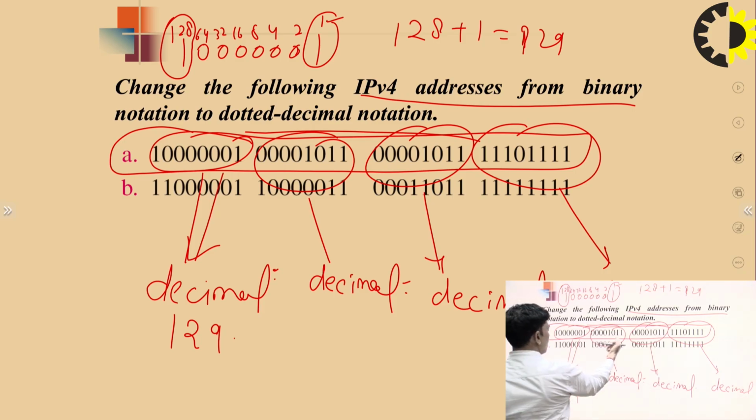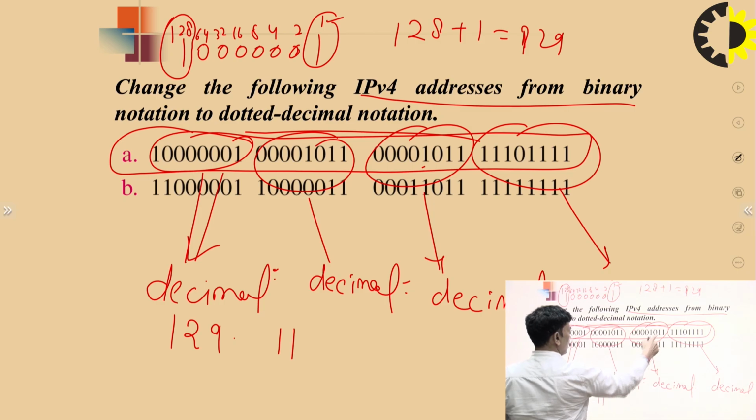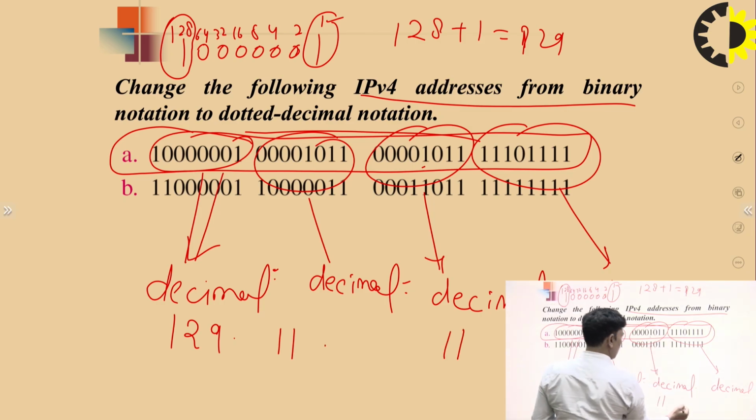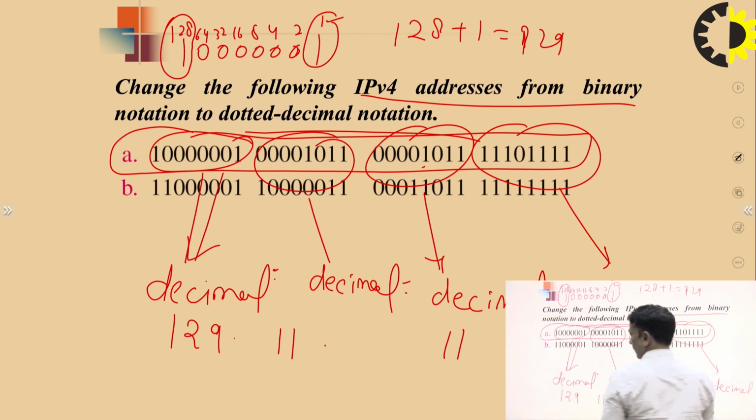Similarly, you can check this one also. So 1, 2, 4, 8. I think this is 11. Similarly, this is also 11, so 11 dot 11, and then check what value will be there for the last one.